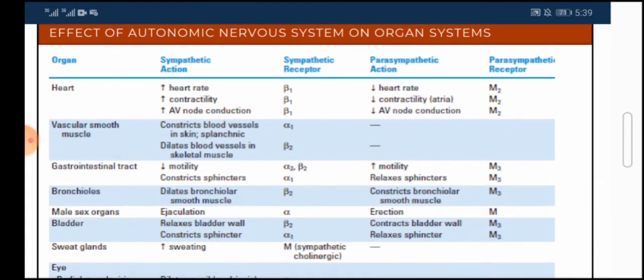Let's start with the heart. Imagine you have a flight. So now the sympathetic nervous system has the overall control. I need to increase my heart rate, so I need to use beta-1 receptors so that I can affect my heart rate. In the opposite way, when I'm relaxing, reading a book, my parasympathetic nervous system has the overall control through M2 receptors. So we need to decrease the heart rate.